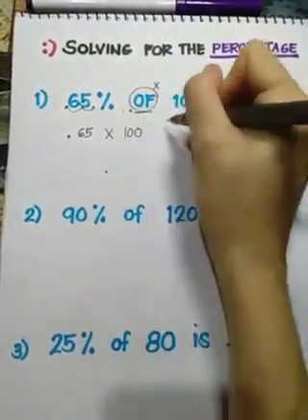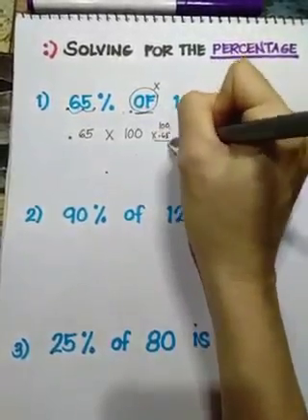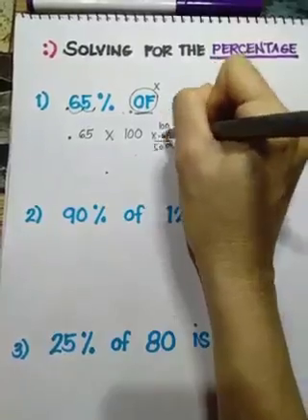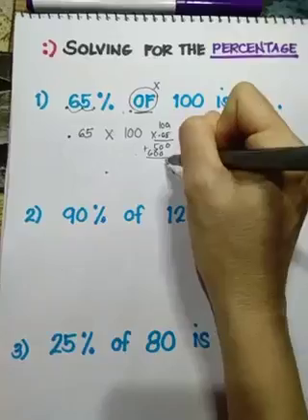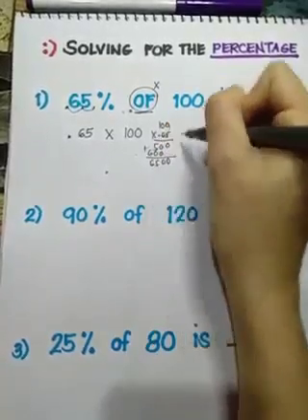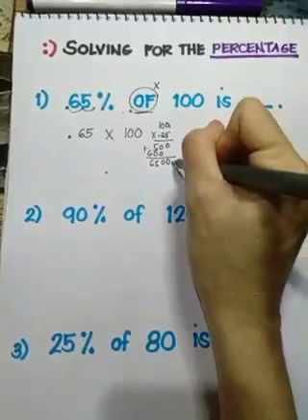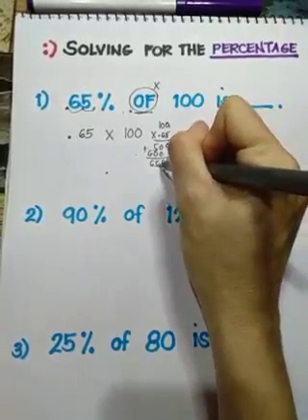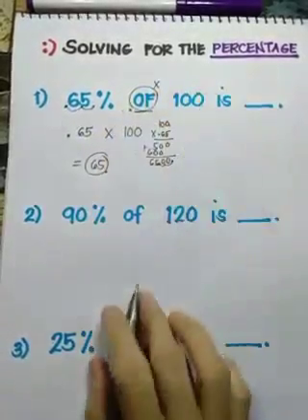What is 100 times 0.65? Then add. We have 2 decimal places, so we move the decimal point 2 places: 1, 2. So our answer is 65.